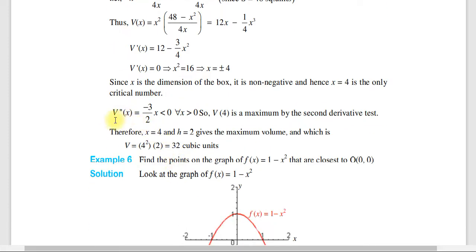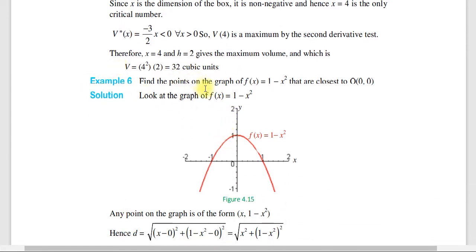By the second derivative test, V second derivative at x is equal to minus 3 over 2x, which is less than 0 for all x greater than 0, so V of 4 is the maximum by the second derivative test. Okay, so from the second derivative we can know that V of 4 is the maximum. Therefore x equals 4 and h is equal to 2 gives the maximum volume, which is V equal to 4 squared times 2, which is 32 cubic units.